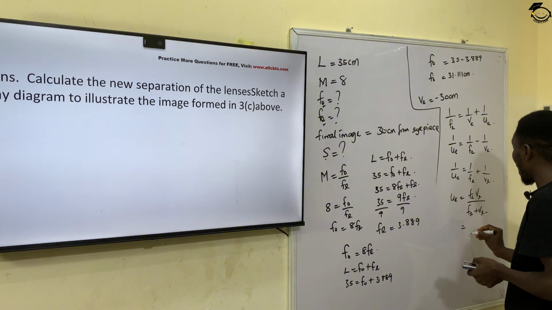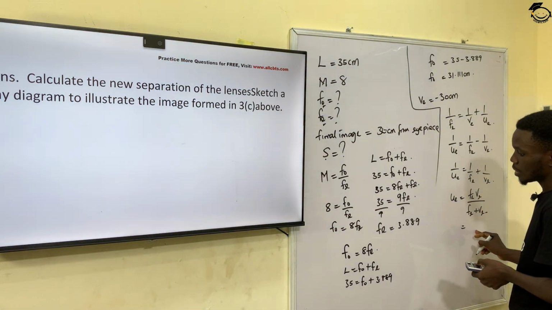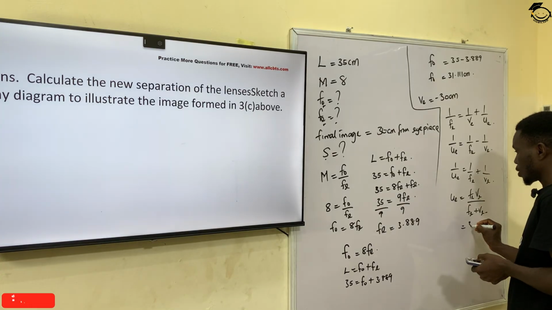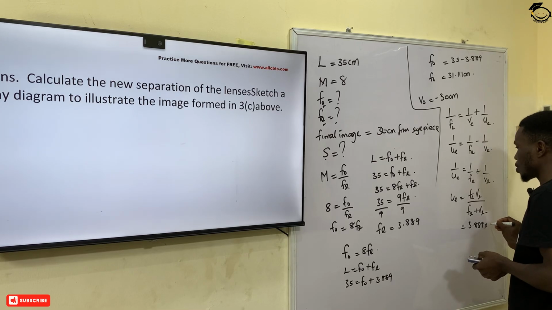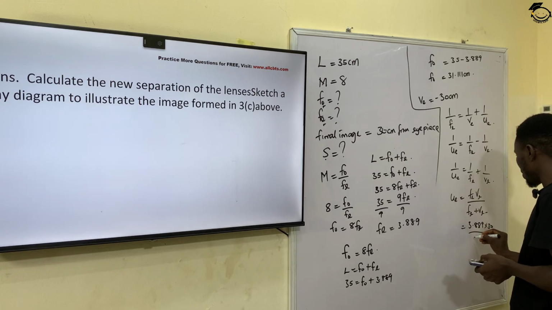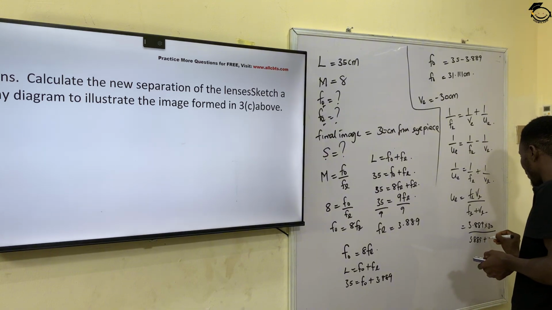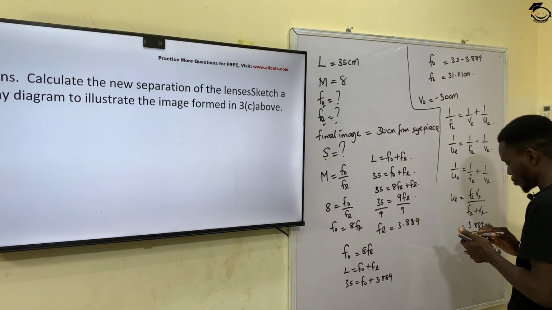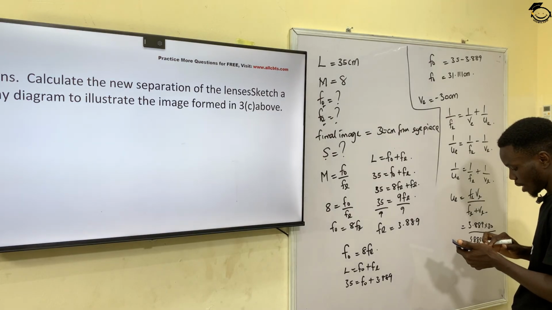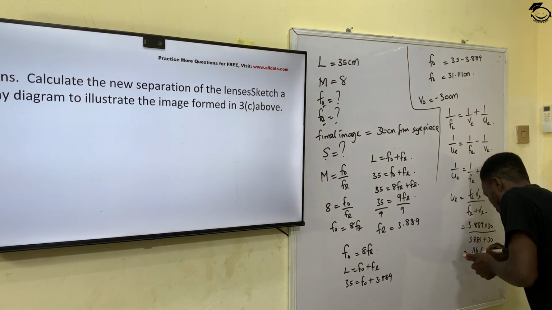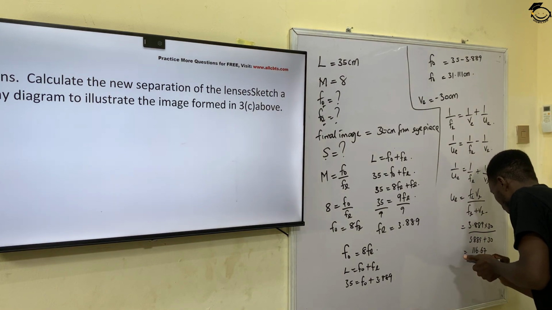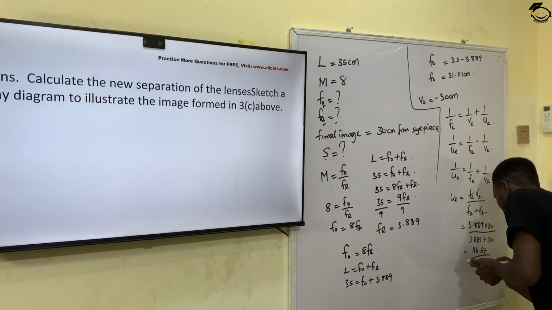So my FE that we calculated was 3.889, and my V that was given in the question was 30. This is divided by my FE, which is 3.889, plus my V, which is 30. So this will give me 3.889 times 30. That will give me 116.67 divided by 33.889.